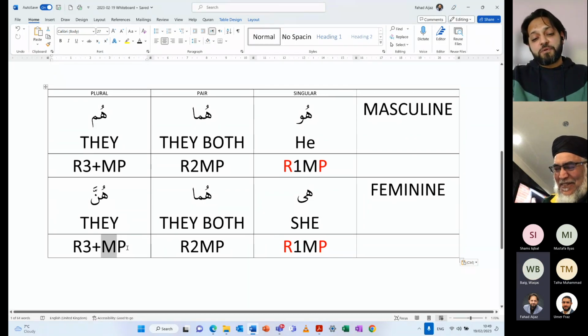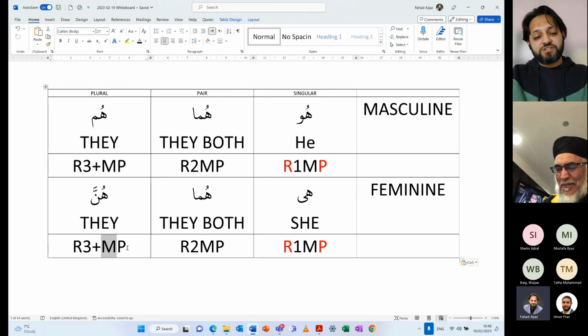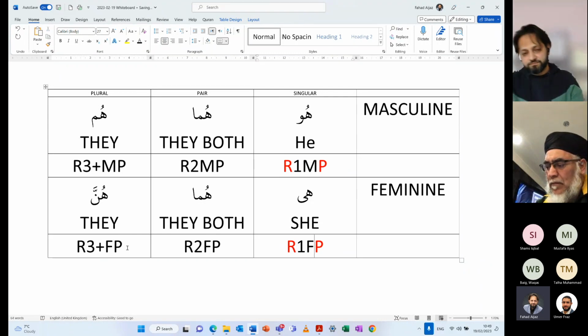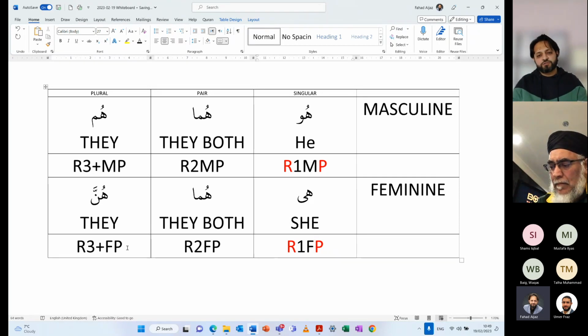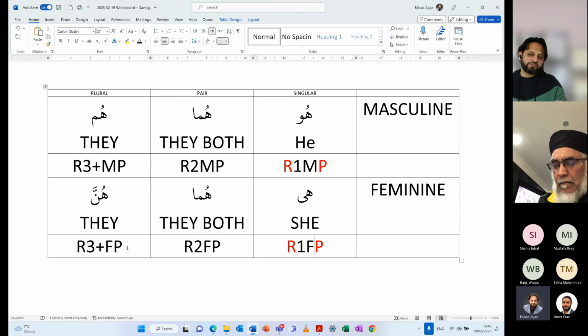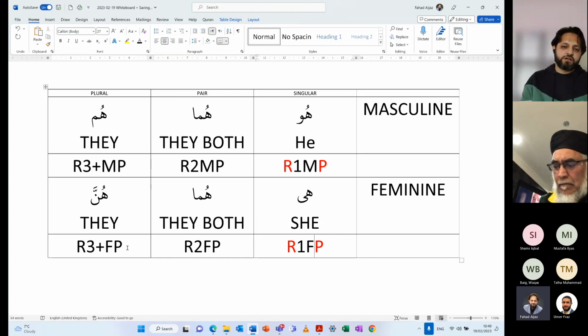So if you look at the four properties of the feminine, the only thing that changes is the gender. Everything remains the same, because we know all of these are independent pronouns, and they are always rafa, they're always proper, and they are singular, pair, plural, and the gender changes based on the two rows that we have studied. Okay? Huwa, huma, hum, hiya, huma, hunna.